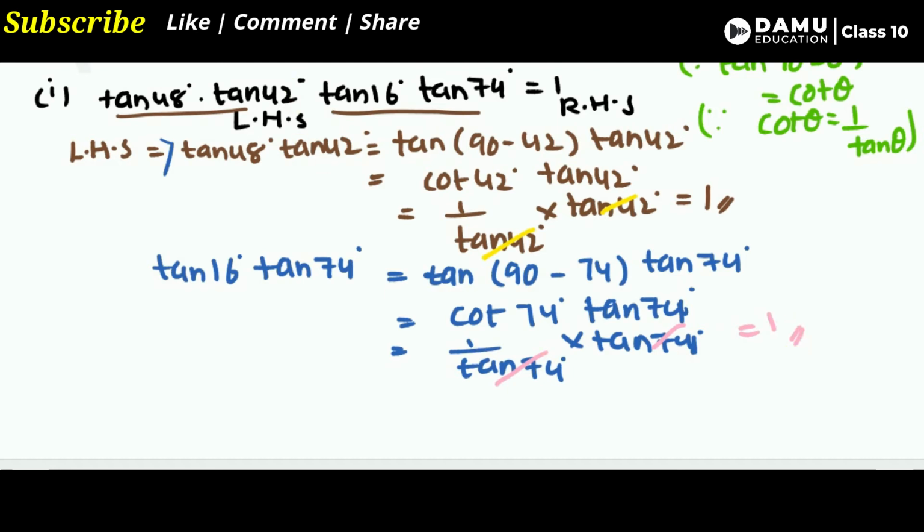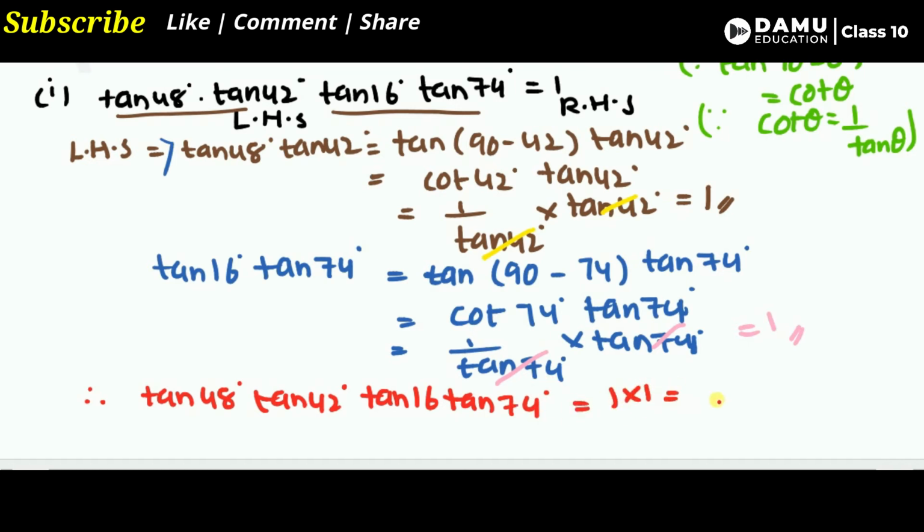Now for the left side, let's write it: tan 48 degrees, tan 42 degrees, tan 16 degrees, tan 74 degrees. We will get 1 into 1, which is 1. So this is the RHS.